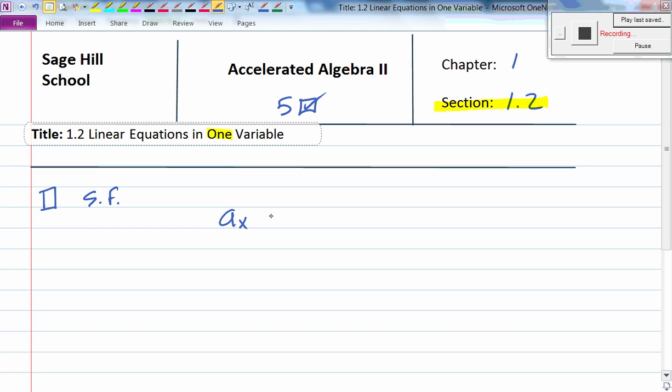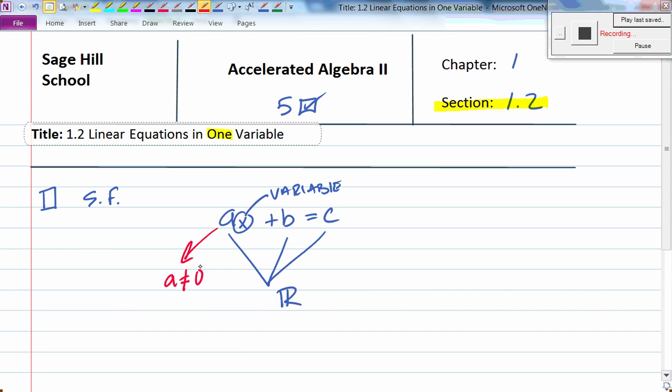Ax plus b is equal to c. A, b, and c are all real numbers. So I use the funny symbol for R. That's the real number symbol. And the x part is your variable. And the only restraint here is that a is not allowed to be 0.